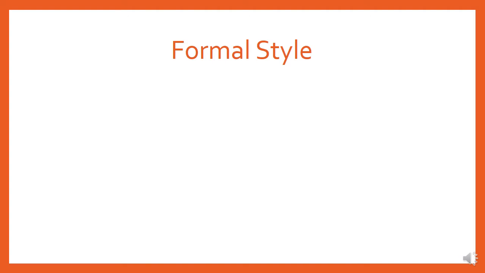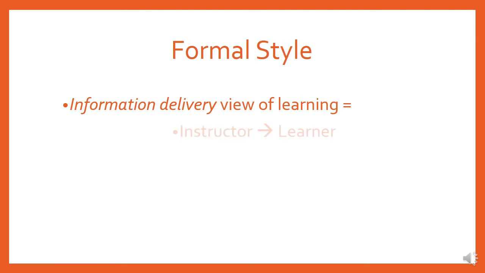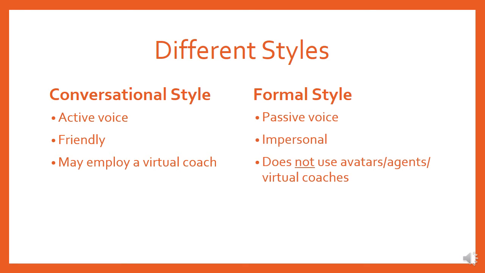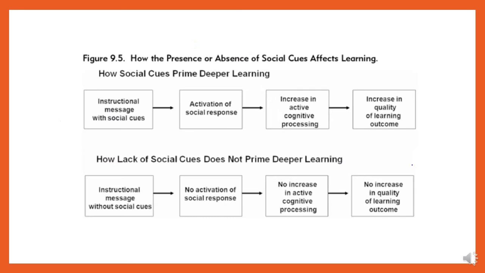Formal style. Formal style looks like this. The idea is that the instructor provides the knowledge and it's the learner's role to acquire the knowledge. Take a look at the differences between conversational style and formal style. As you can see in the last bullet, formal style does not use avatars or agents. However, these may be employed in the conversational style.